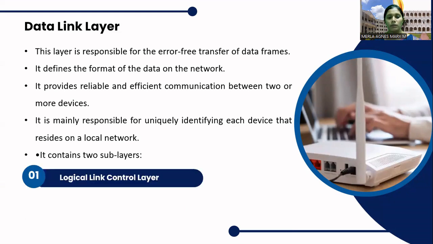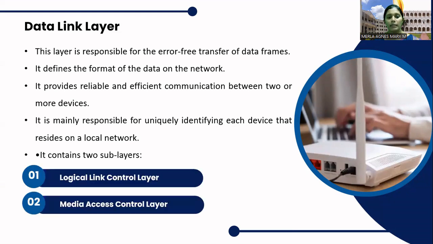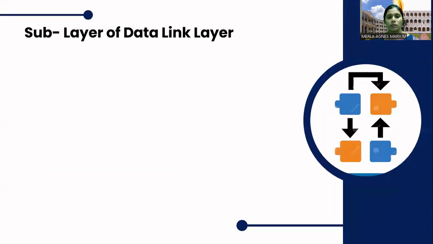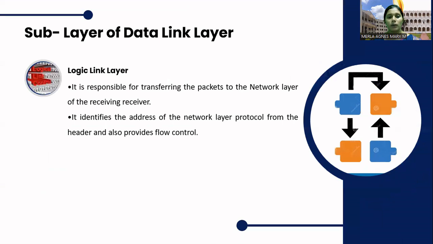The first sublayer is the logical link control layer, and the second is the media access control layer. Let's see the two sublayers. The first is the logical link layer. It is responsible for transferring the packets to the network of the receiver side. It identifies the address of the network protocol, because the next layer after the data link layer is the network layer. So it identifies the address of the network and sends the frames to the network layer.